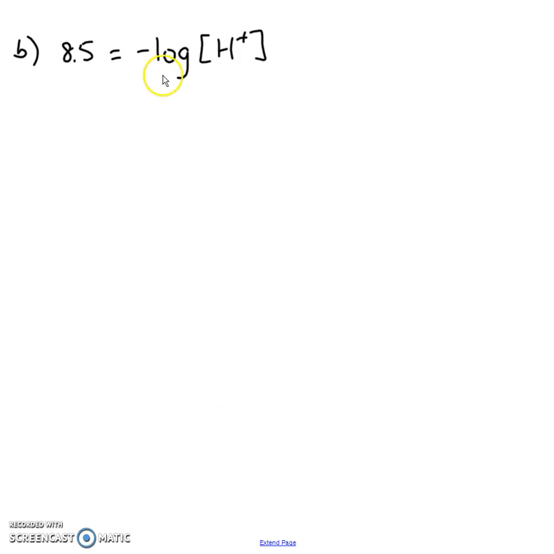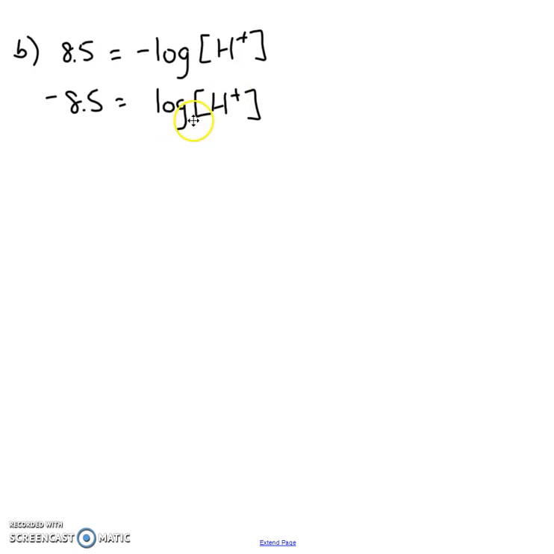First of all, I want log by itself on one side. I don't like this negative, okay? So let's bring it to the other side by dividing both sides by -1. When I divide both sides by -1, the negative ends up on this side, so I get that log by itself. The reason why I want log by itself is now I can change it to exponential form and it'll isolate this H. So exponential form goes like this.